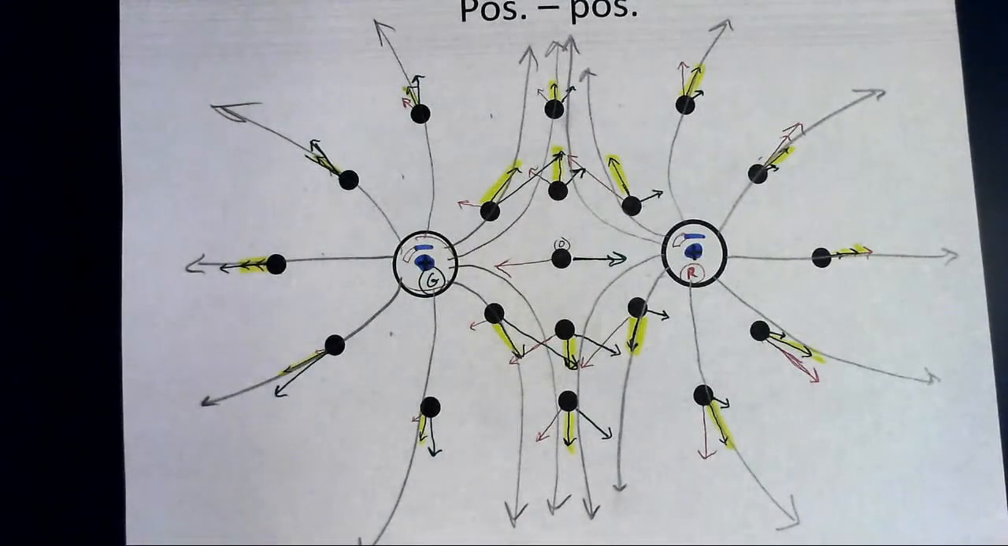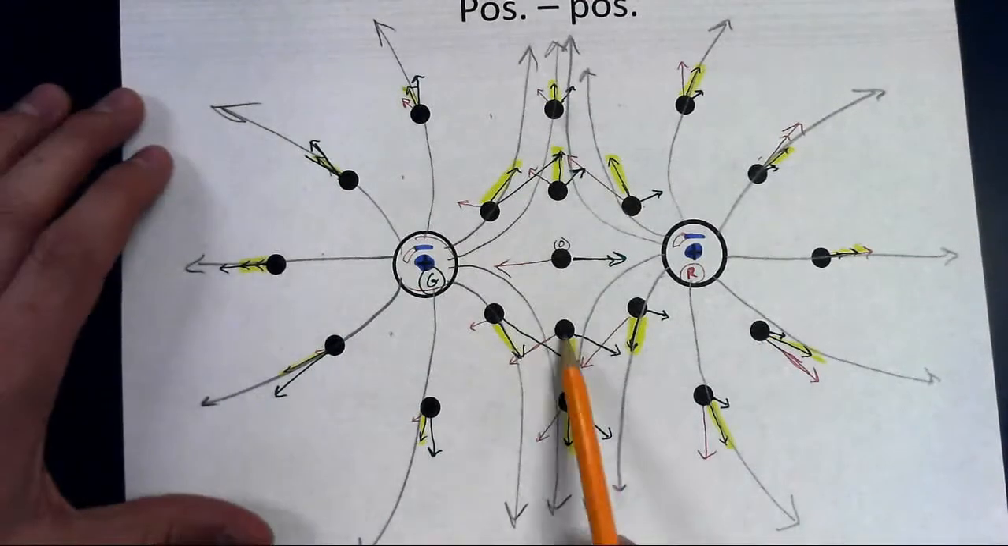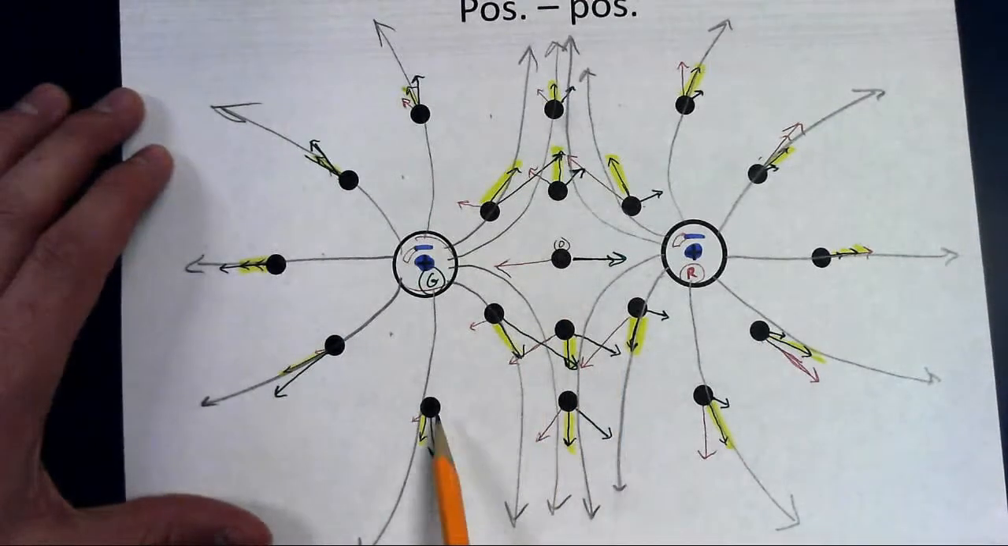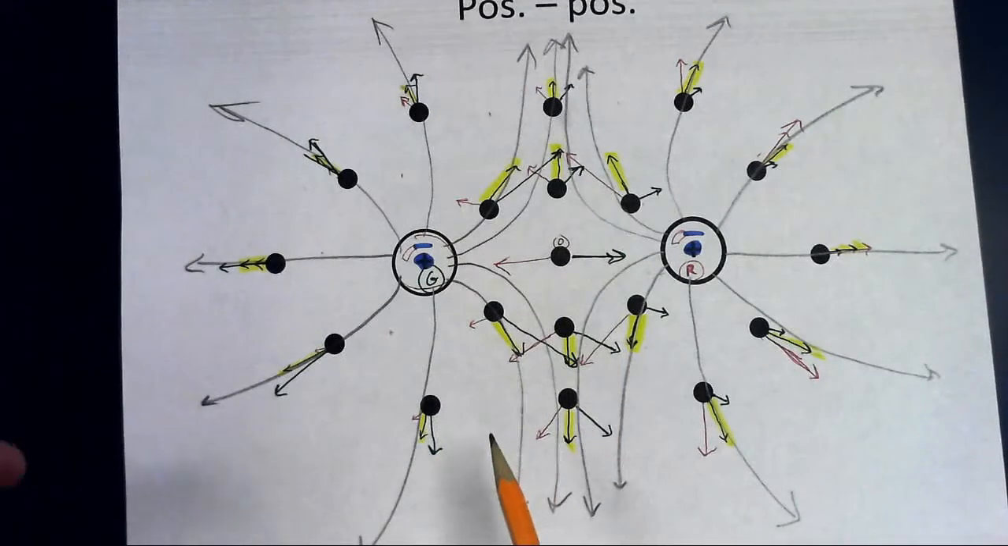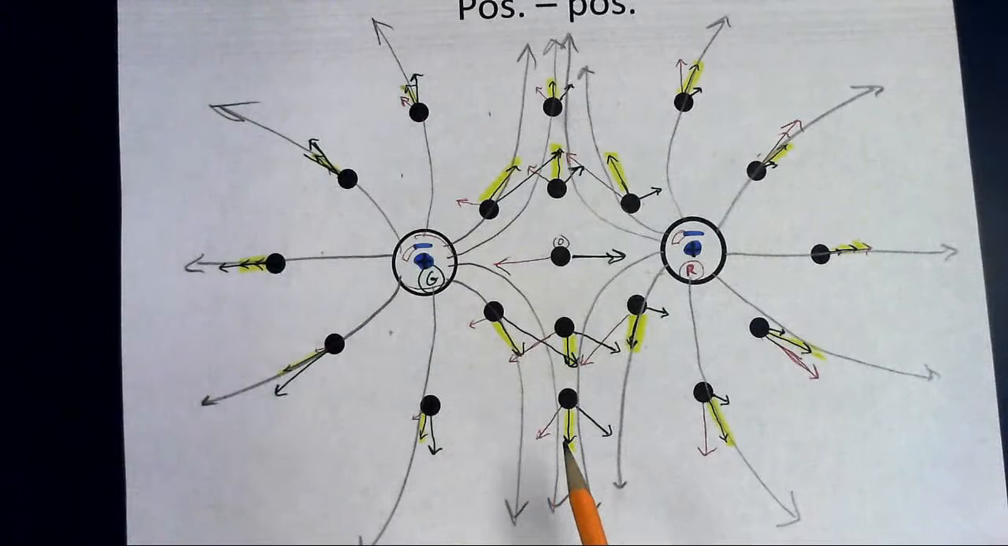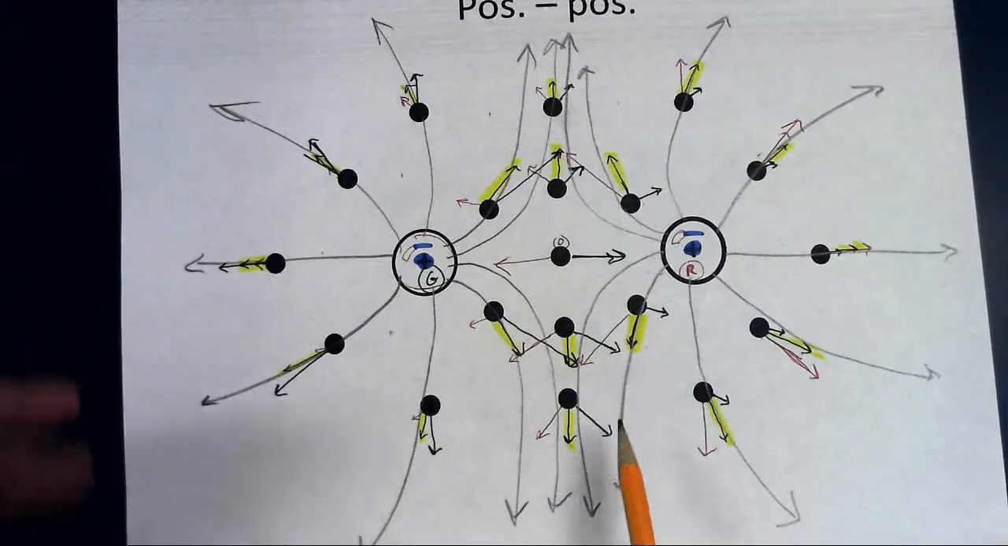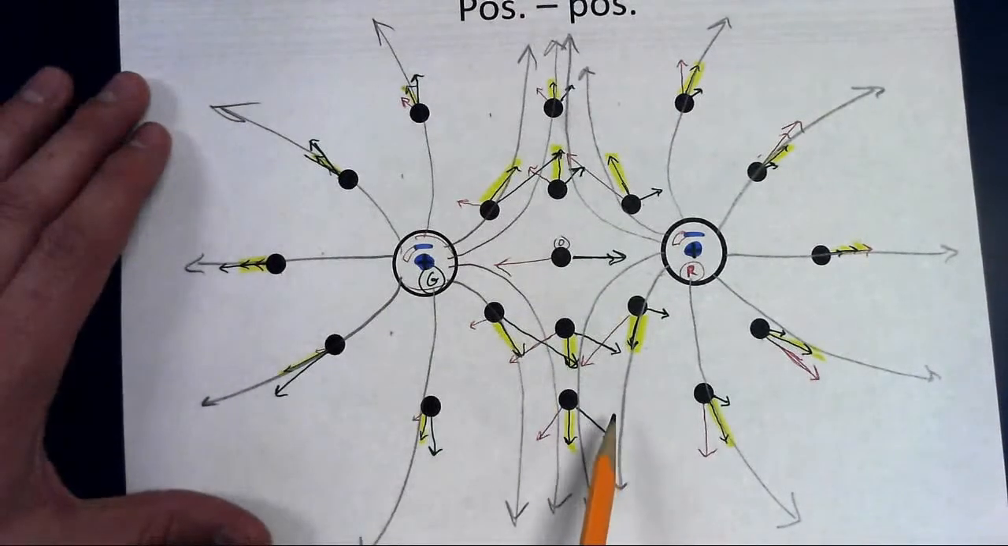Well, hopefully you came up with the idea that it wouldn't really change very much. The only difference is, if these are all still positive test charges, the directions of the forces are still going to be the same, but, well, actually, the magnitudes are going to be the same, but the directions are different, and the directions are still along the same line, they're just in the opposite direction.